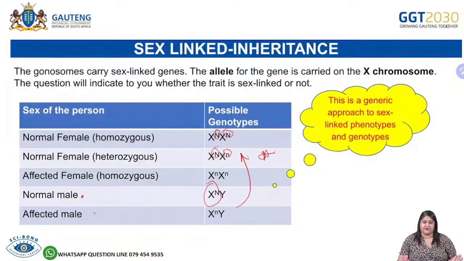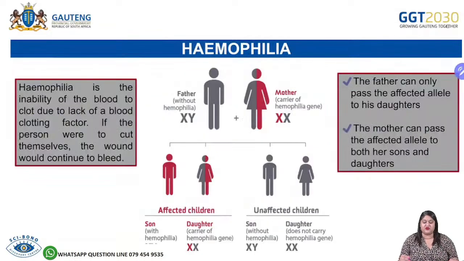This is a generic approach to sex-linked phenotypes and genotypes, just to teach you the differences and how they can be depicted. Now we're going to do specific examples that you need to know. You need to know about hemophilia and color blindness. It's part of your examination guideline. If they ask you to do crosses or any information on hemophilia and color blindness, firstly, you need to know that they are both sex-linked inheritance. And it so happens that both of these are disorders.